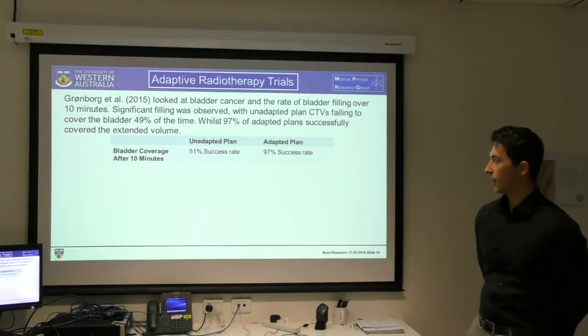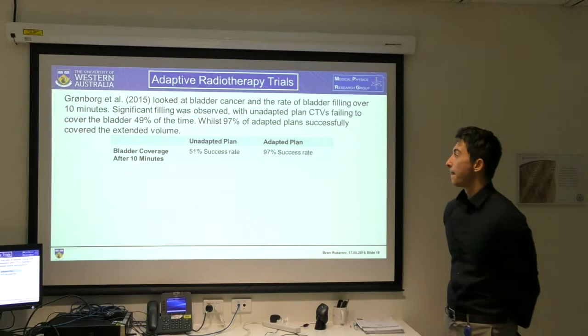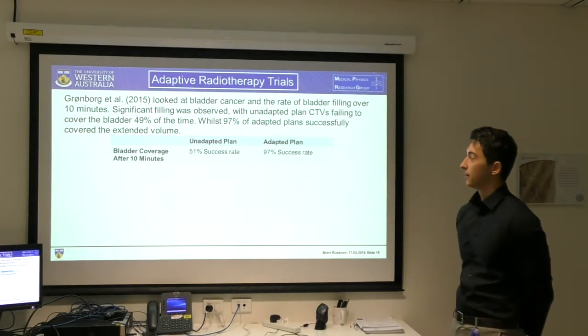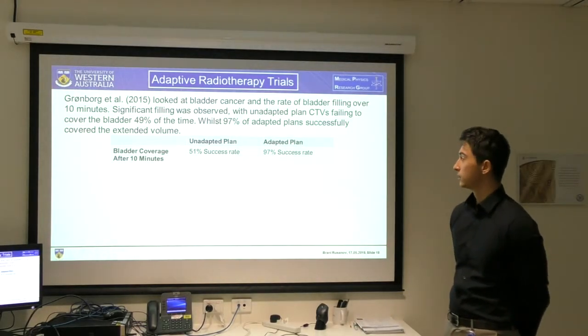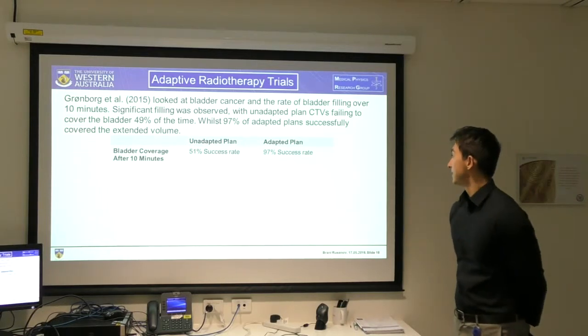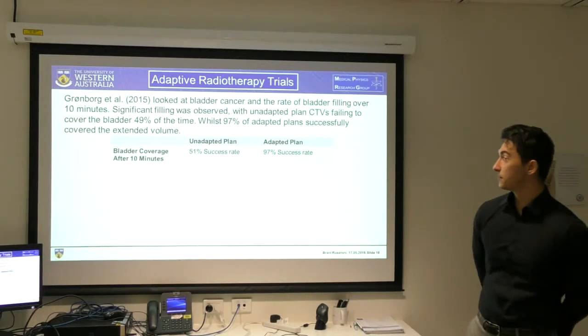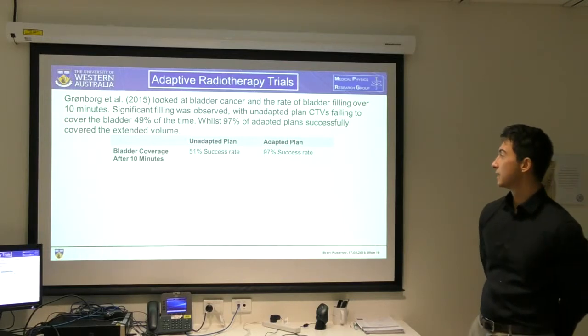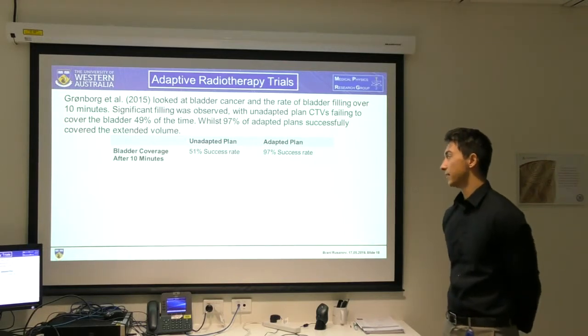And patients were asked to first empty their bladder, and then they analysed how much the bladder actually filled afterwards. And significant filling was observed, with unadapted planned CTVs failing to cover the bladder 49% of the time, whilst 97% of adapted plans successfully covered the extended volume.